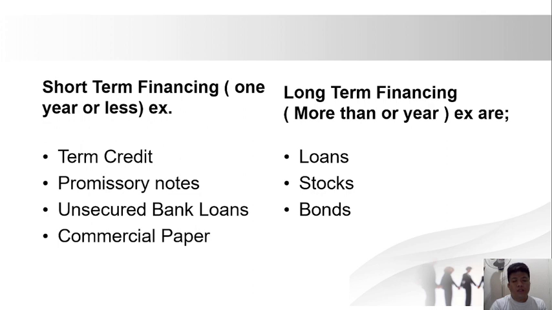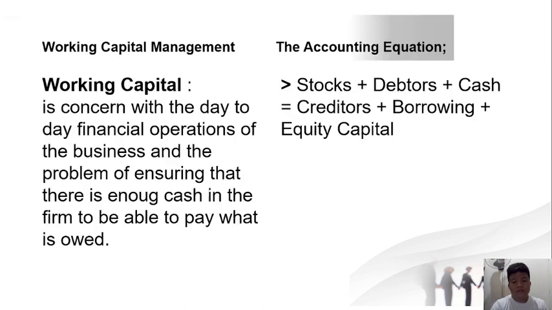Short-term financing is one year or less. Examples are trade credit, promissory note, unsecured bank loans, and commercial paper. Long-term financing is more than a year. Examples are loans, stocks, and bonds.